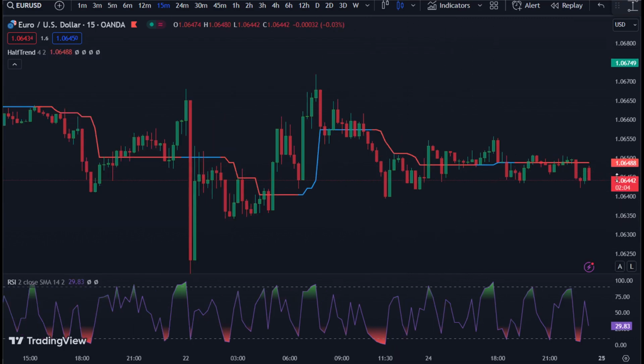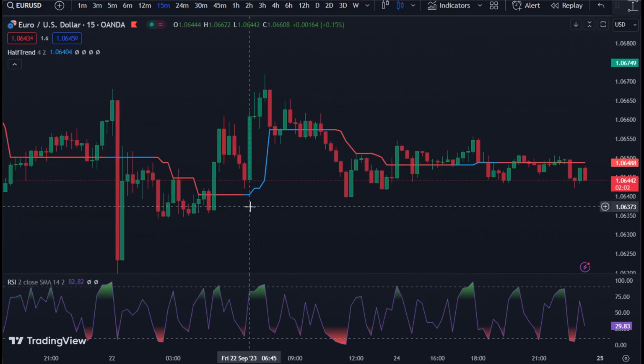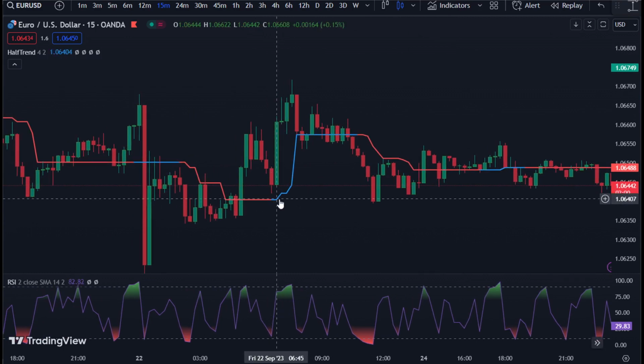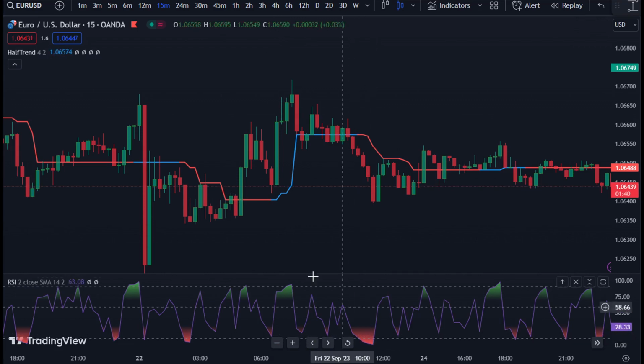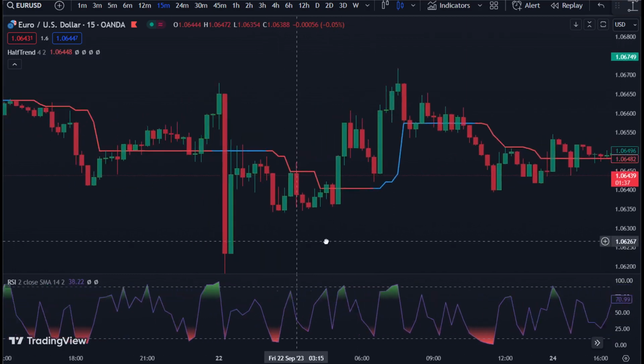All right, so now for the strategy. For our long positions, we're going to be looking for two things. We need the Half Trend to be blue. We're also going to be looking for the RSI to be oversold, so it needs to be below the 10 level. Once both of those conditions have been met, you can take a long position.